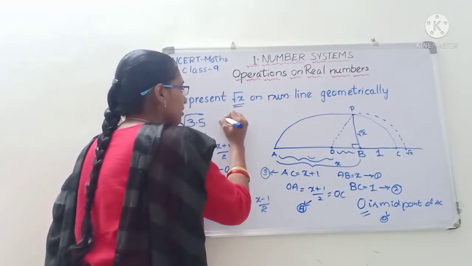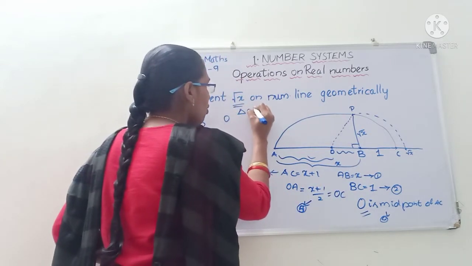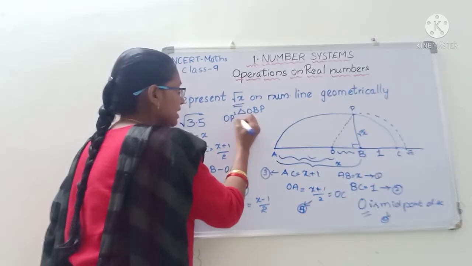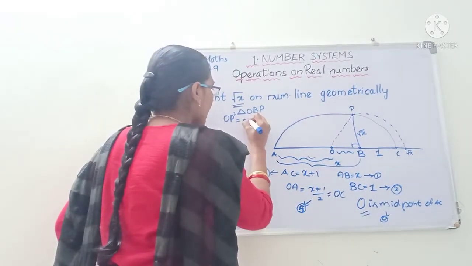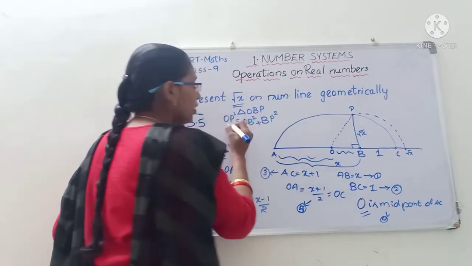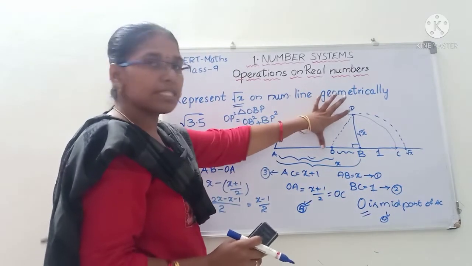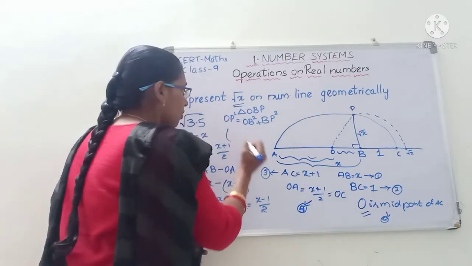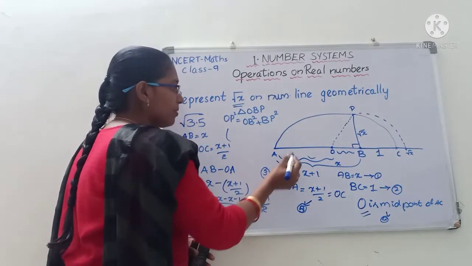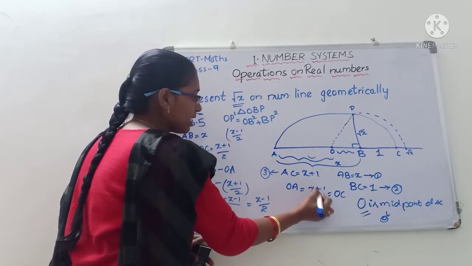You know the Pythagoras theorem, children. Apply Pythagoras theorem to triangle OBP. Hypotenuse OP squared is equal to OB squared plus BP squared. What is OP, children? This is a semicircle, so OP is the radius. OA is also a radius. Similarly, OP is the radius, so the length of OP will be the same as OA, which is (x+1)/2.